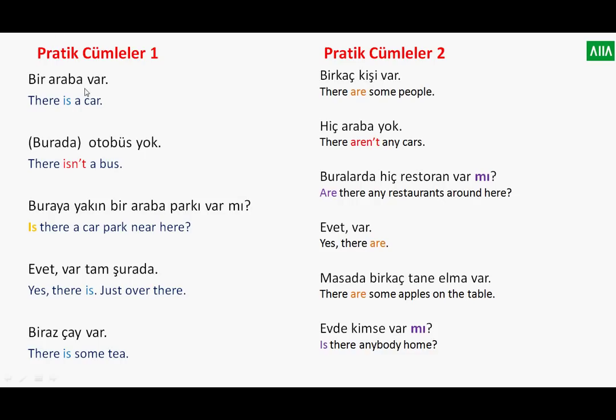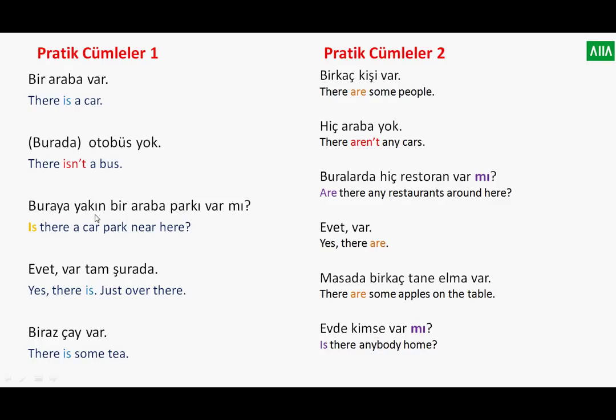There is a car, which is a positive form. Bir araba var. Otobüs yok. I put here the word in parentheses, which means burada. Also, you can say burada, otobüs yok. All right, so in Turkish, we say either way, var or yok, or you can start like this, burada var, or you can say burada yok.